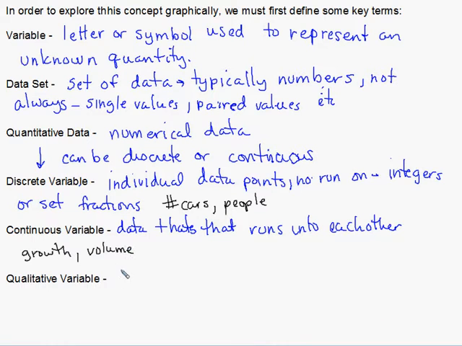And then we have qualitative data, which is non-numerical. And qualitative data does not count as discrete or continuous because we're not talking about numbers. Qualitative data is about the, it's called qualitative because it's about the quality of things or characteristics of things.